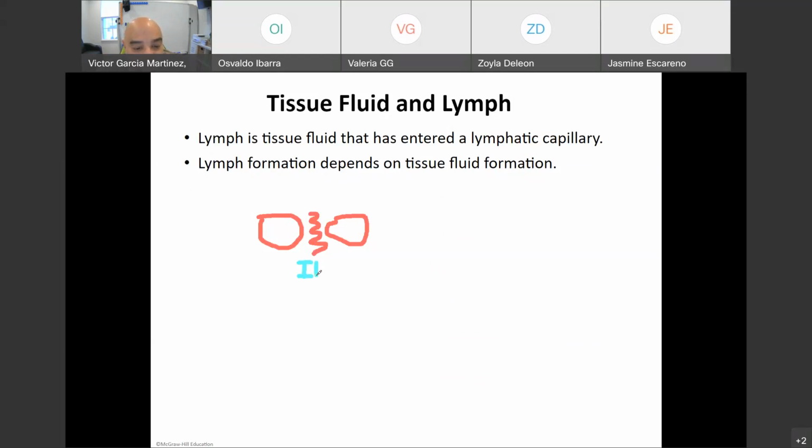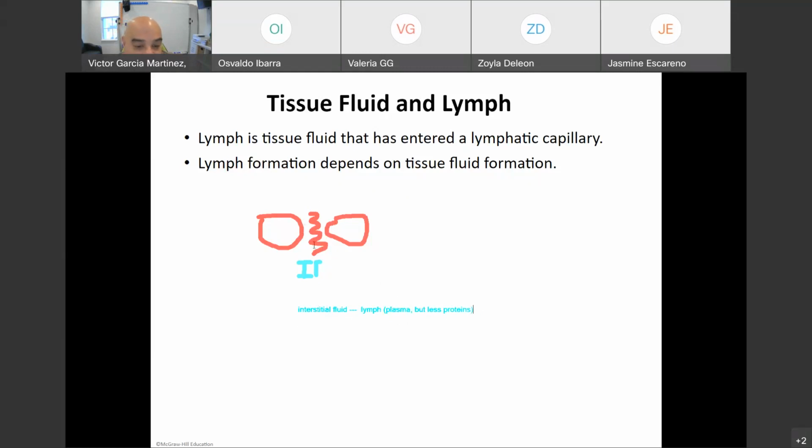But when we have this fluid inside the vessel, then it's called lymph. First we have interstitial fluid. But when we have that fluid inside of the vessel, it's called lymph. By the way, lymph has almost the same composition as plasma, but with less proteins. That's the only difference. It's the same thing as plasma, but with less proteins because this interstitial fluid has less proteins.